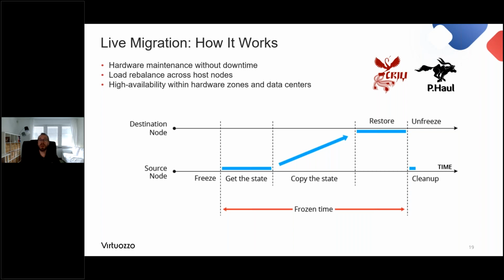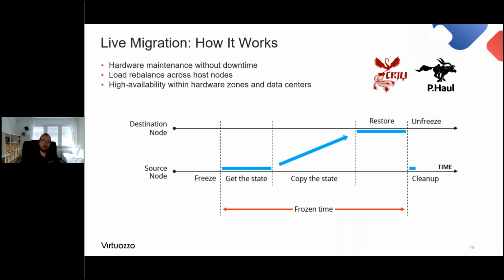And of course, it allows you to deliver high availability within hardware zones and within the same data center, even within different data centers. If networks are accessible in both, you can also live migrate between different data centers. There are no technical limitations for it.